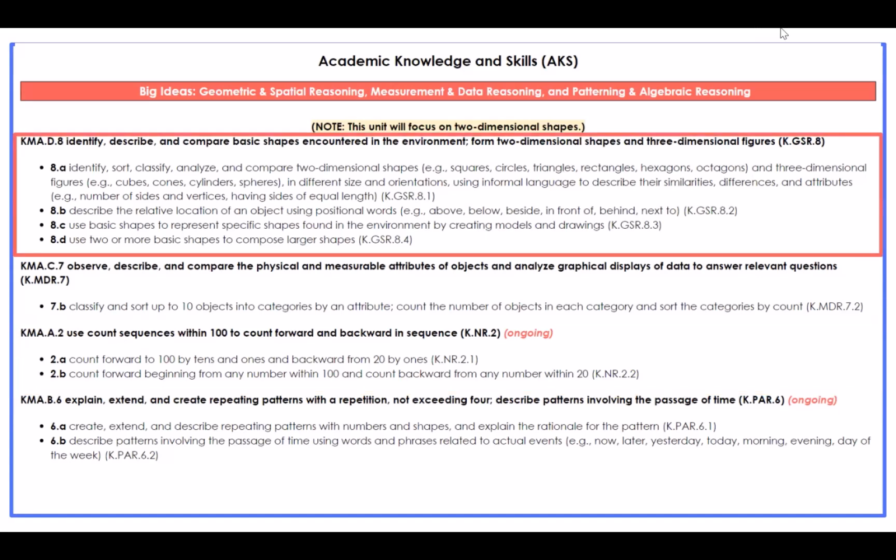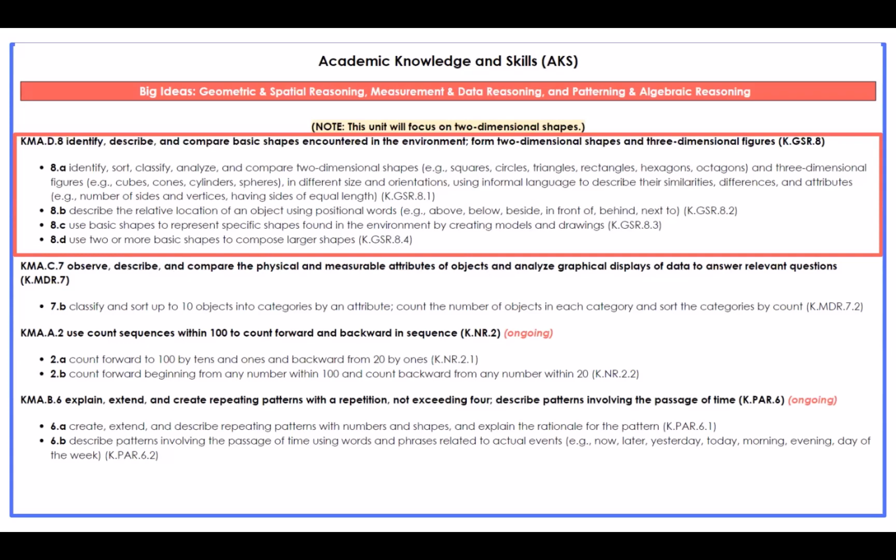Unit 2 focuses on two-dimensional shapes. Three-dimensional shapes will be addressed later in the year in Unit 4. With AKS 8, students identify, describe, and compare basic shapes encountered in the environment. They also form two-dimensional shapes and three-dimensional figures. For Unit 2, we will focus only on two-dimensional shapes. Our indicators of achievement help us better understand how students show mastery of AKS 8.